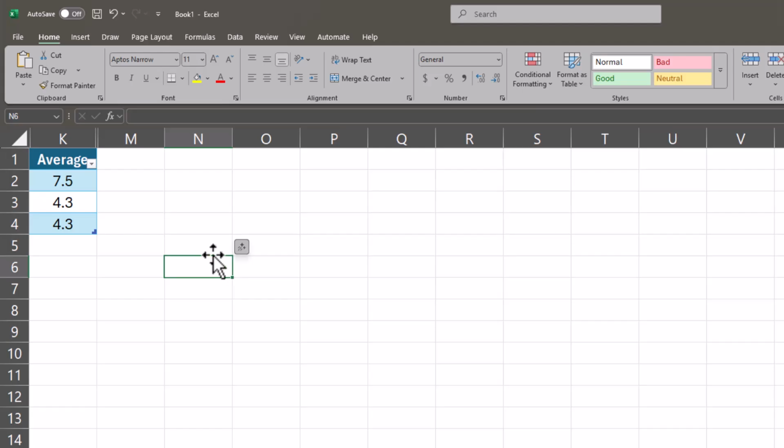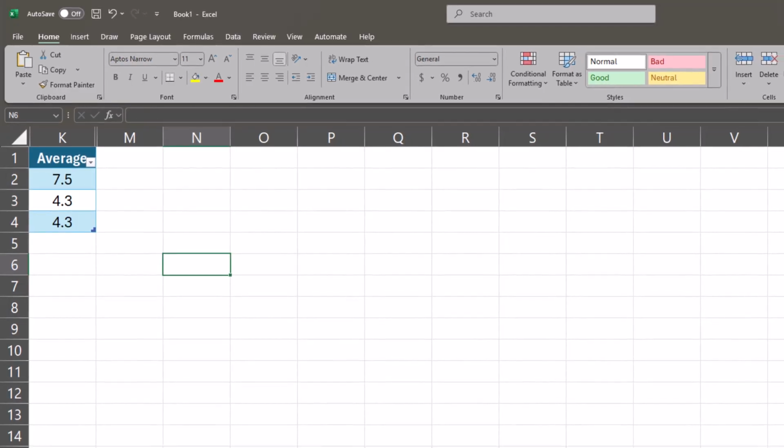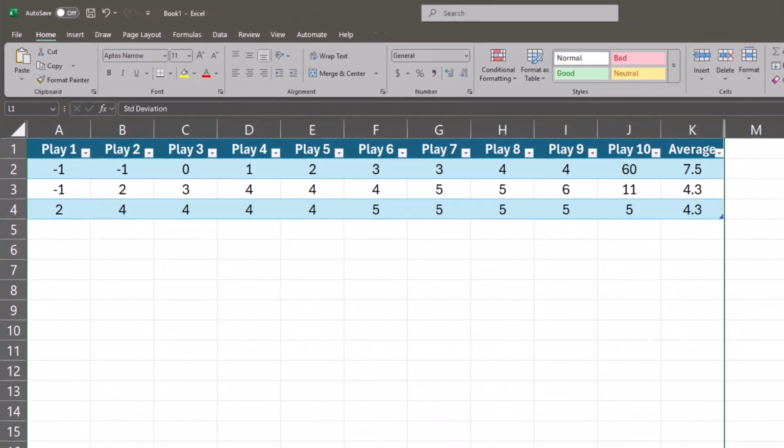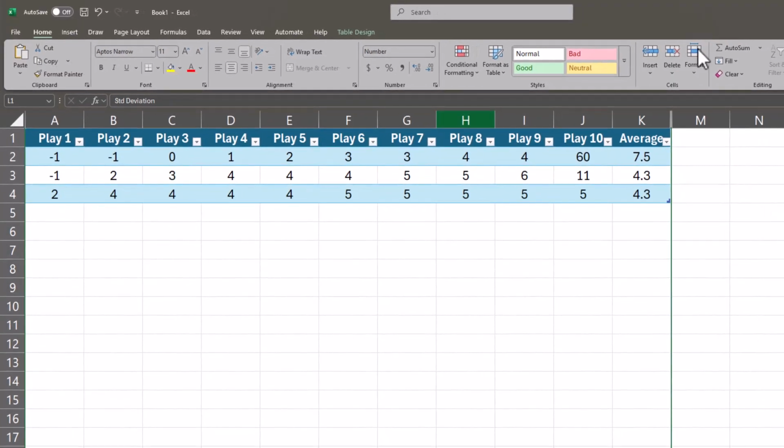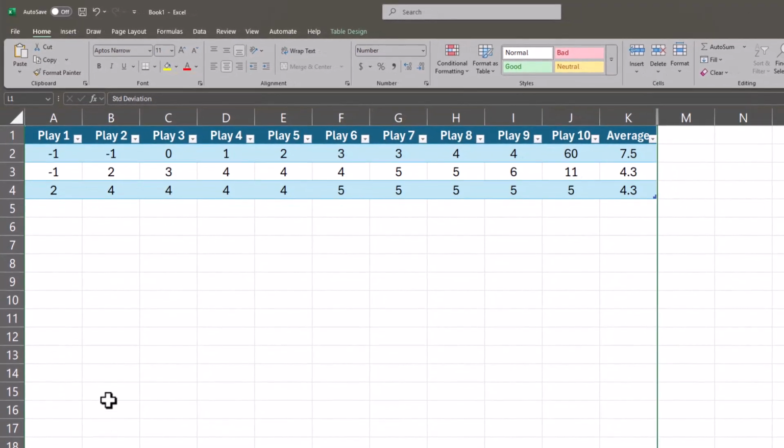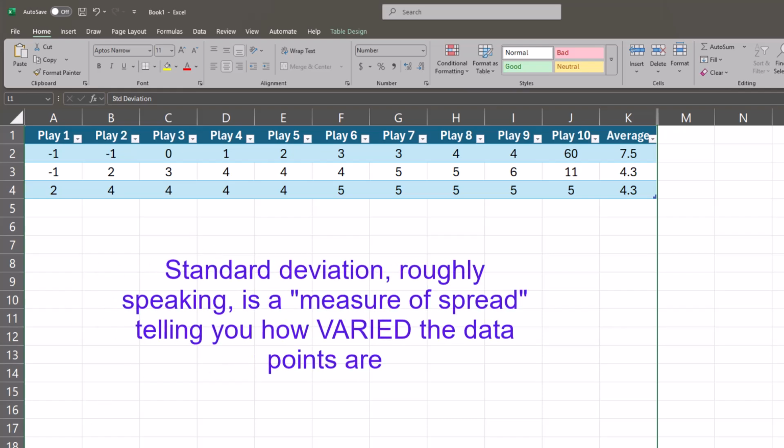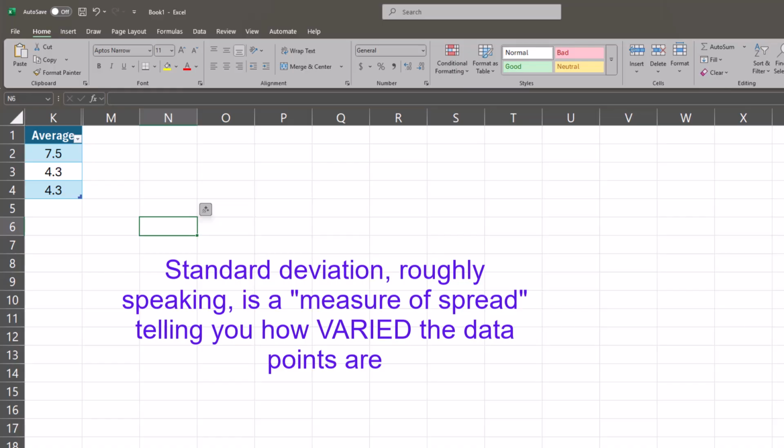So here's where the standard deviation comes in. Let me give you a brief layman's version of standard deviation. The standard deviation basically tells you how spread out the data is. If you have 10 plays and they all have 4 yards, every one of them has the same yardage, the standard deviation is going to be 0 because there's no variation. So in layman's terms, higher standard deviation means more spread.